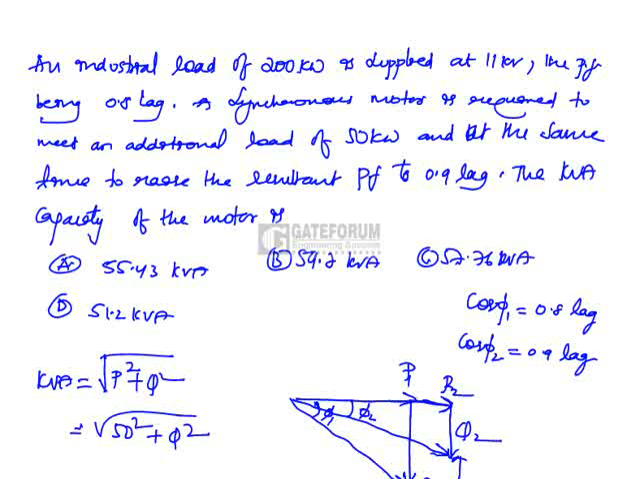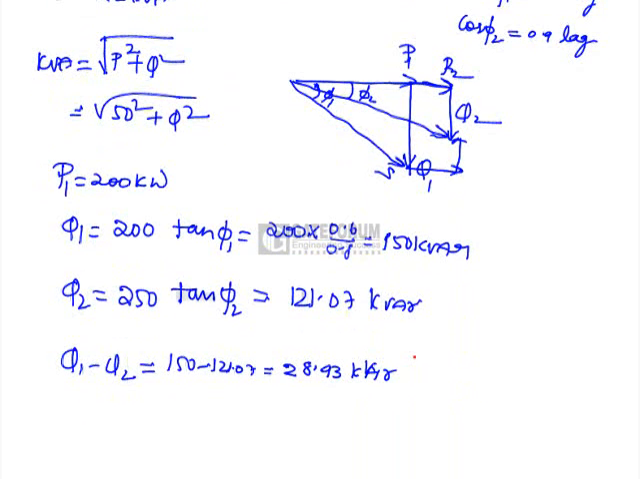Now what is the total real power supplied after the synchronous motor is connected? 250. Now what about the reactive power that has been supplied? It has been supplied around 150 minus 121.07, which is 28.93 kVAr. Okay, this is the 28.93 kVAr. So reactive power Q is Q1 minus Q2, which is supplied by the synchronous machine, that is 28.93 kVAr.